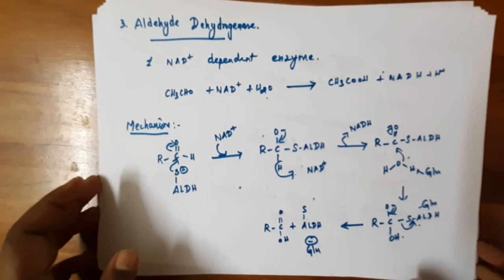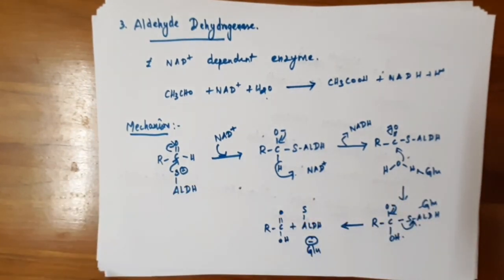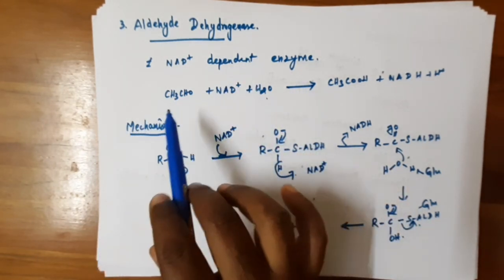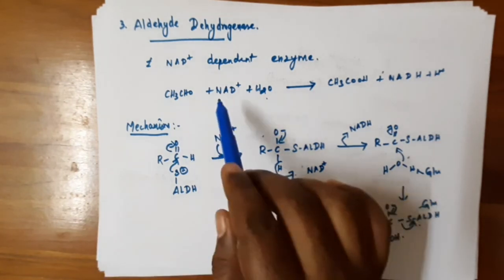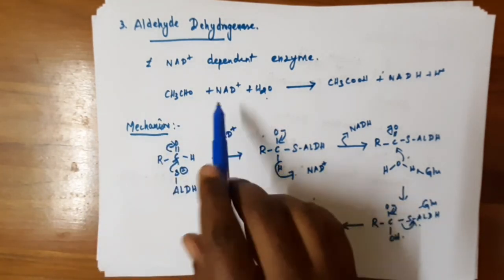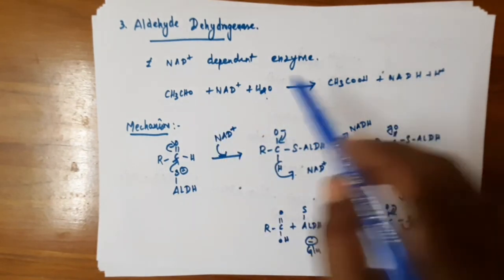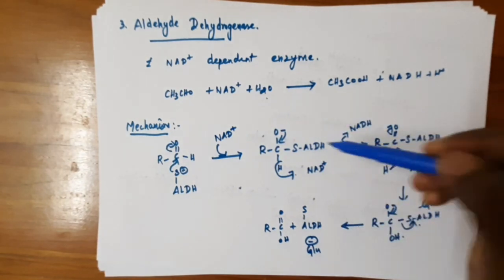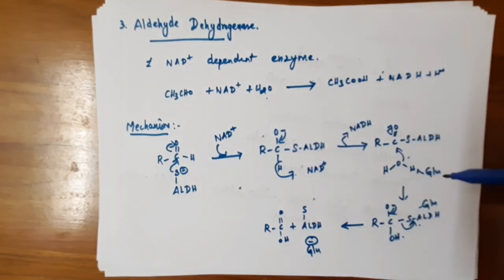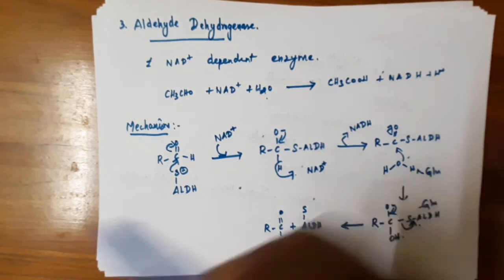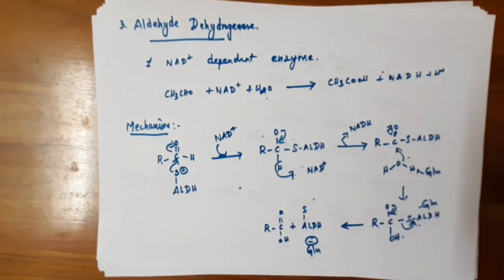Okay, and this is the mechanism of aldehyde dehydrogenase. This aldehyde dehydrogenase reaction is dependent on NAD plus. So the energy of this reaction is driven by NAD plus, and NAD plus is converted into NADH. The oxygen mainly comes from the water molecule, not from anywhere else. Okay, and you will become aware of this mechanism after seeing this.